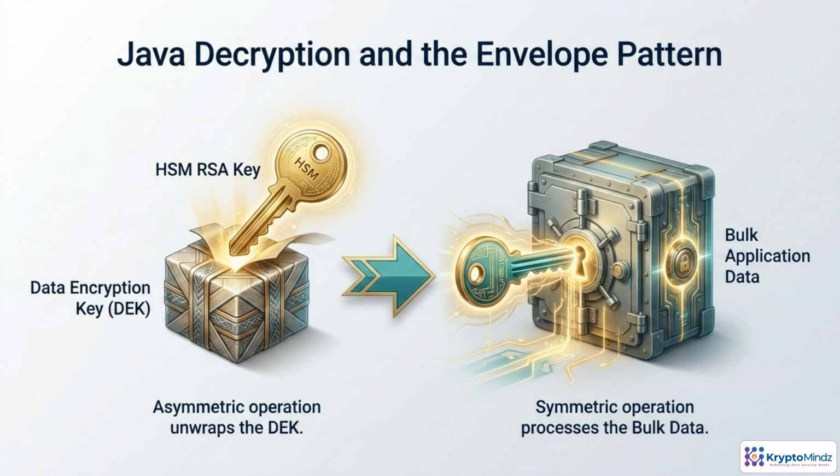Java decryption with a Luna HSM depends on choosing mechanisms the device actually supports. Your Cipher getInstance string must match the provider and the key's attributes, including padding. RSA here is mainly for unwrapping a data encryption key, not for streaming large payloads. Bulk data should use symmetric ciphers in your application. If decryption fails, suspect padding, key usage flags like CKA_DECRYPT, or a mismatched mechanism choice.